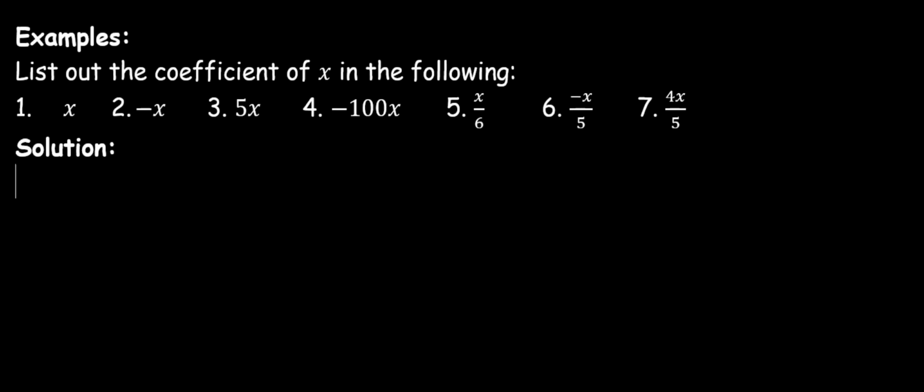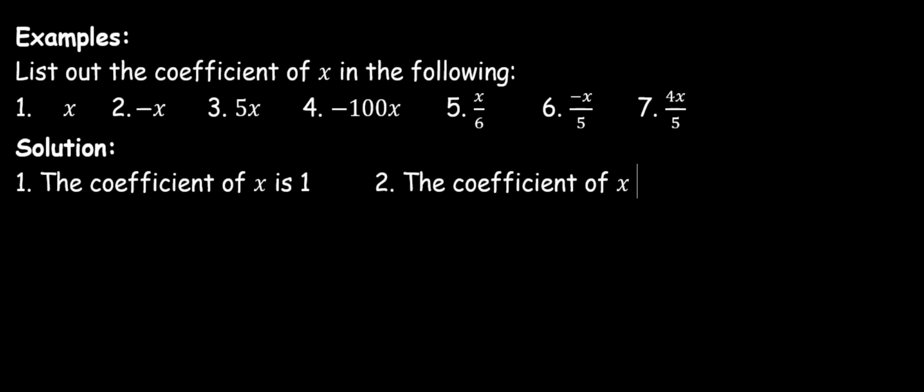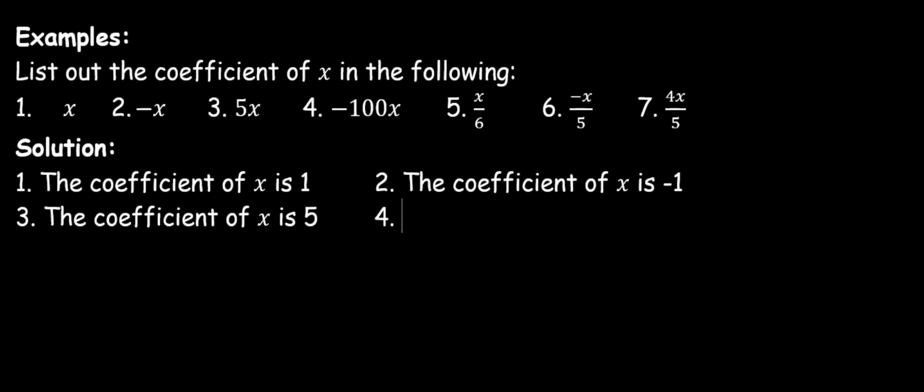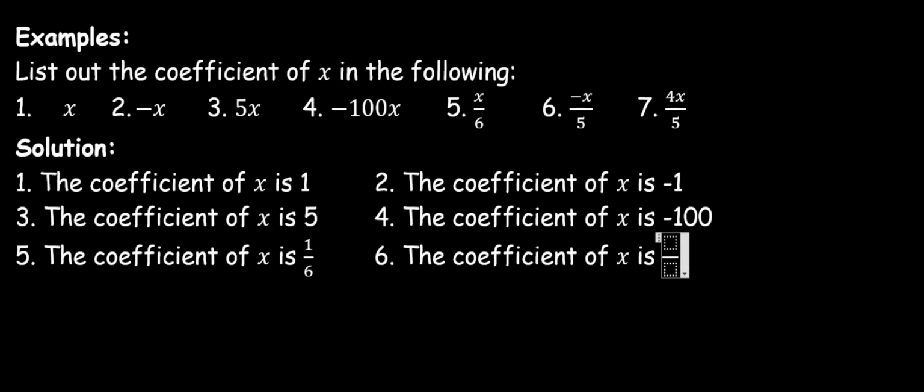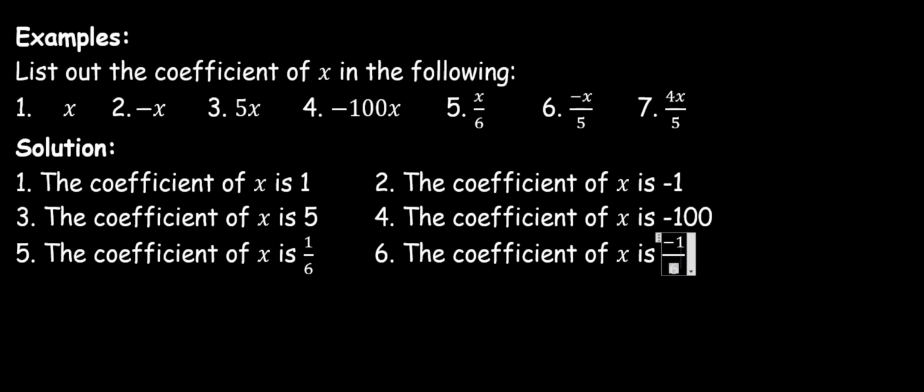The case of number 1, the coefficient of x is 1. The case of number 2, the coefficient of x is minus 1. The case of number 3, the coefficient of x is 5. The case of number 4, the coefficient of x is minus 100. The case of number 5, the coefficient of x is 1 over 6. In the case of number 6, the coefficient of x is minus 1 over 5. In the case of number 7, the coefficient of x is 4 over 5.